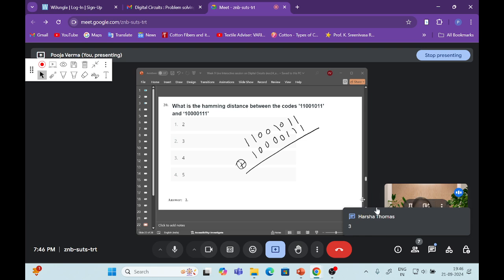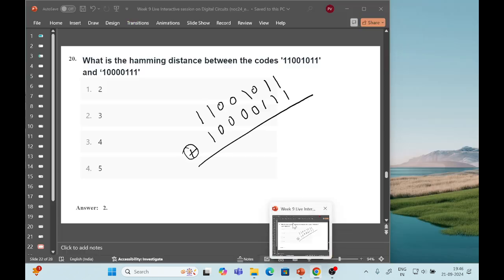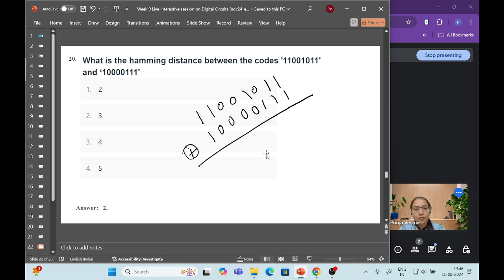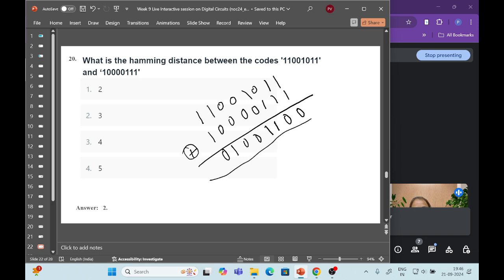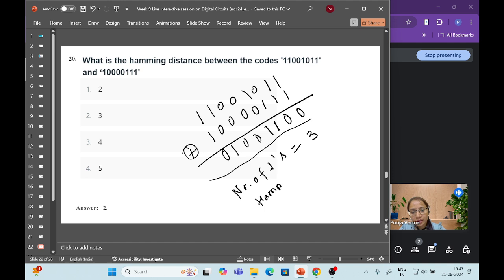What will be the Hamming distance? 3. Yeah, 3. So 1 XOR 1 is 0 because it's the same, here it is also 0. Here 1, here it is also 1. 0, 0, here it is a 1, it is a 0. So the number of ones is equal to 3. So Hamming distance will be 3. So option 2 is the correct answer for this question.